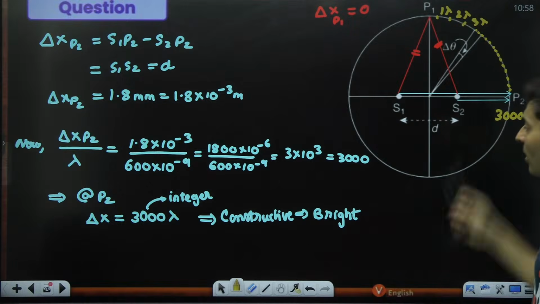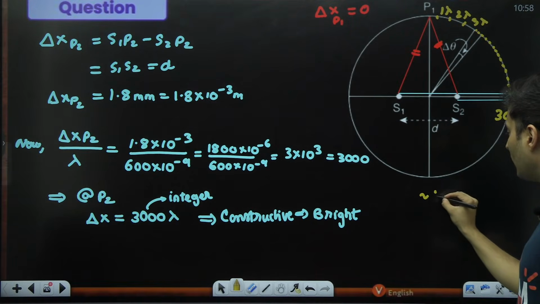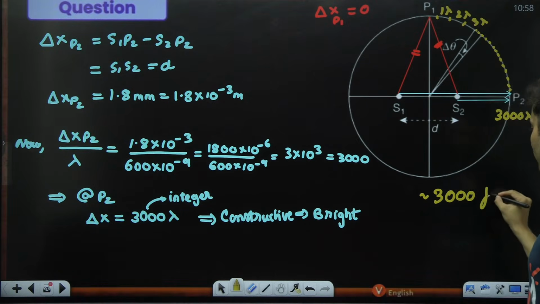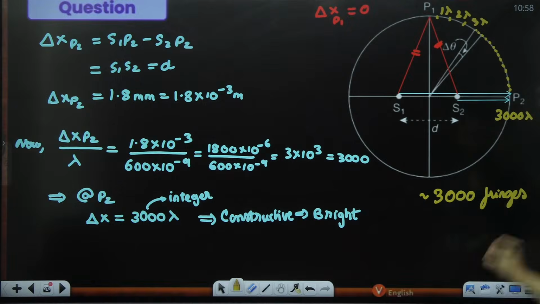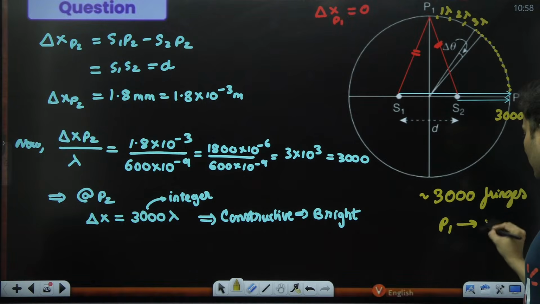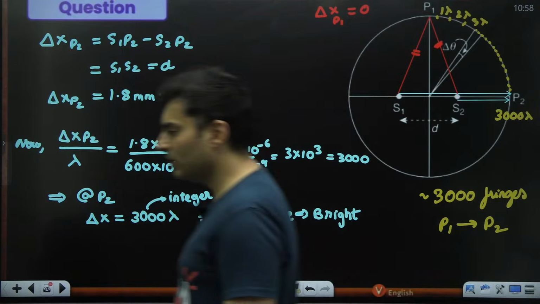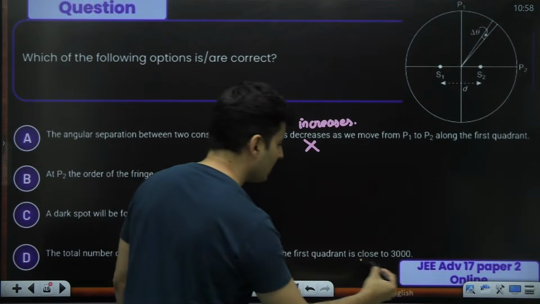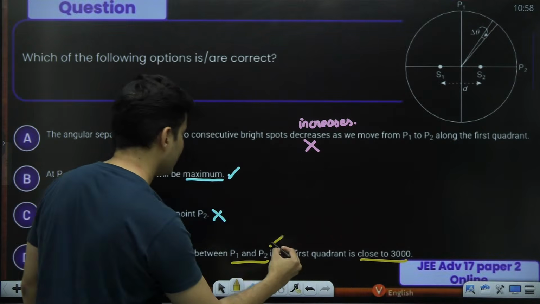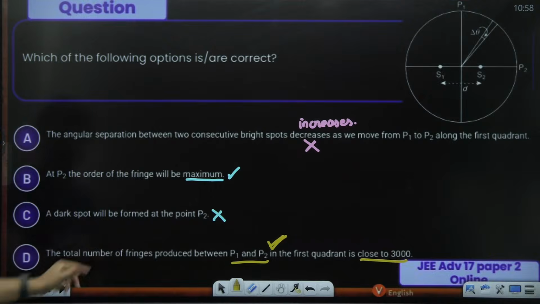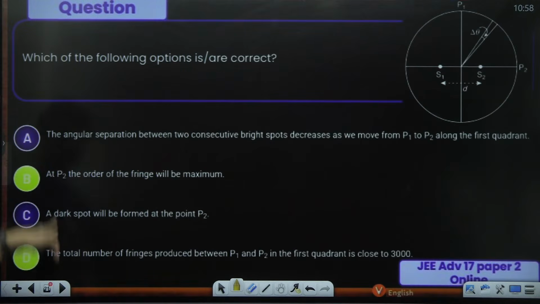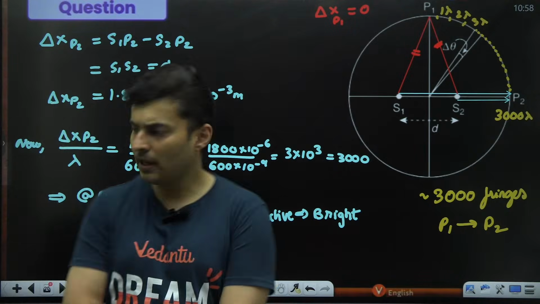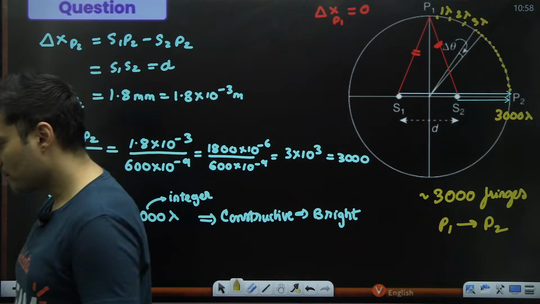So approximately how many fringes? 3000 fringes that you have from point P1 to point P2. Hence, this option, the number of fringes between P1 and P2 is 3000, is definitely a correct option. So I think B and D should be the right answer. Let's find out. Yes, B and D are the right answers. Was this a wonderful question? Did you like it? Yeah. Okay.